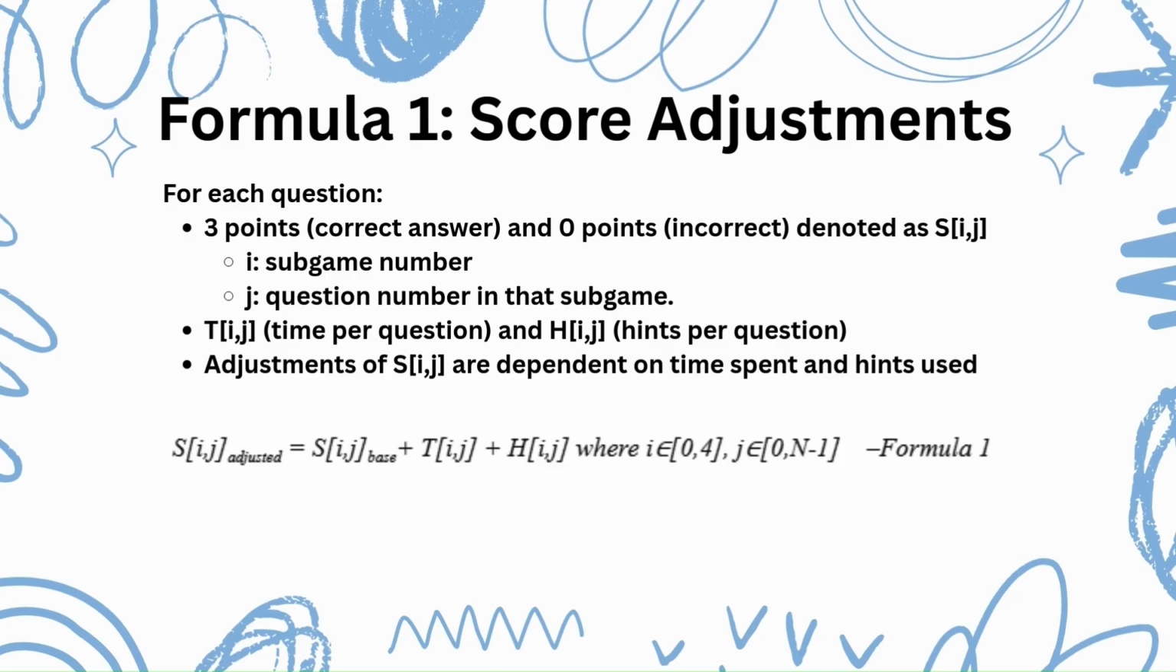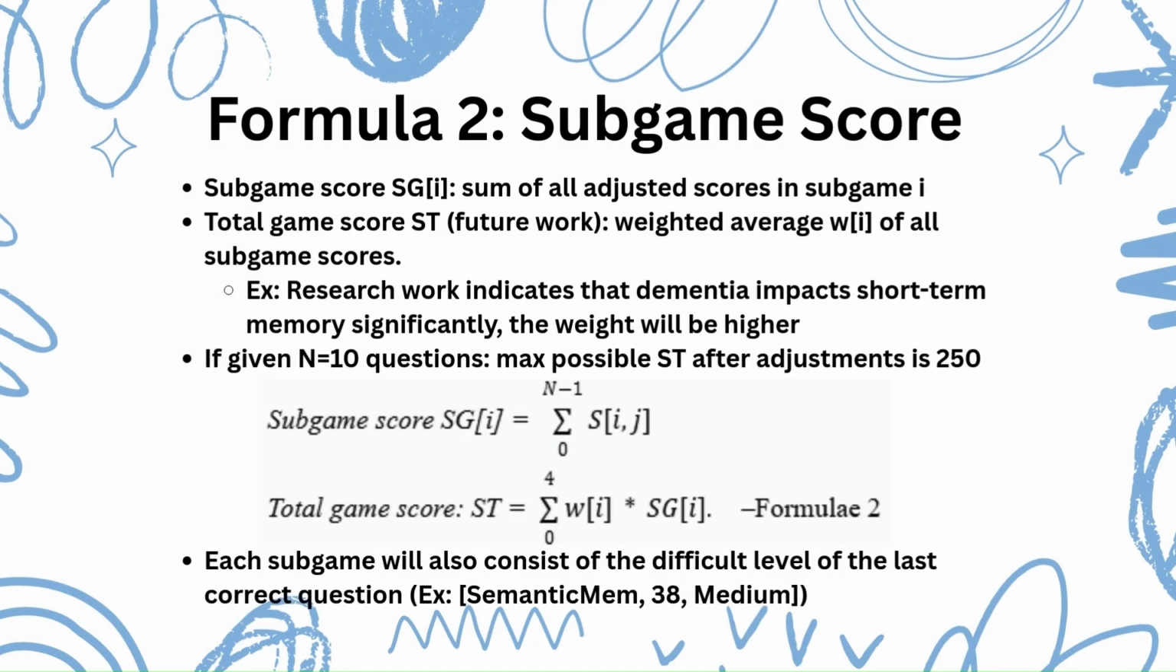Sij will then be adjusted according to the time spent and hints used per question. Let Tij and Hij be the time and hint adjustments for Sij respectively. The formula is as shown. Each subgame score, denoted by SGI, is the sum of all adjusted scores in I. The total game score, ST, is the summation of all weighted averages, WI, of each memory type subgame.